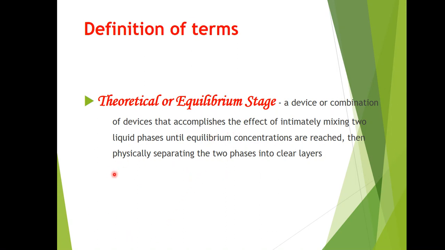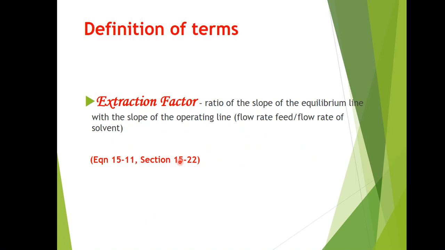So the feed and the extraction solvent are contacted in this particular equipment, and then after they have reached equilibrium, the two layers that are formed, which are referred to as the raffinate and the extract layers, are being separated. So the one that facilitates that is the device we call the equilibrium stage or the theoretical stage. Now, we have what we call the extraction factor, and it's found in equation 15-11 in your handbook, section 15-22.